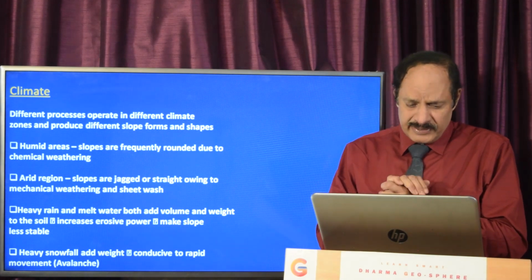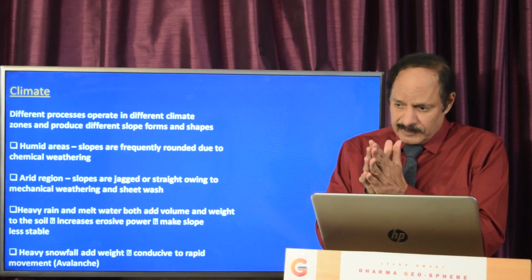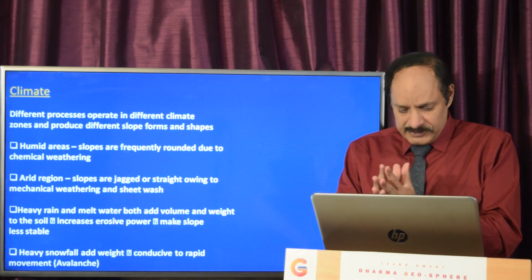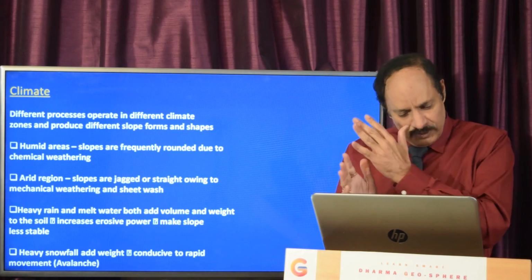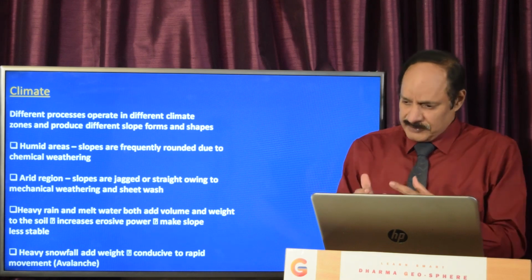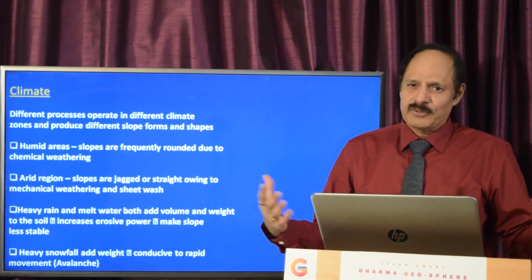All these four I have given the details, how each of these climate regions have their slope, because based on the climate is the soil profile, and based on the soil profile is the weathering, and based on the weathering and the erosion, based on the erosion you have the slope.